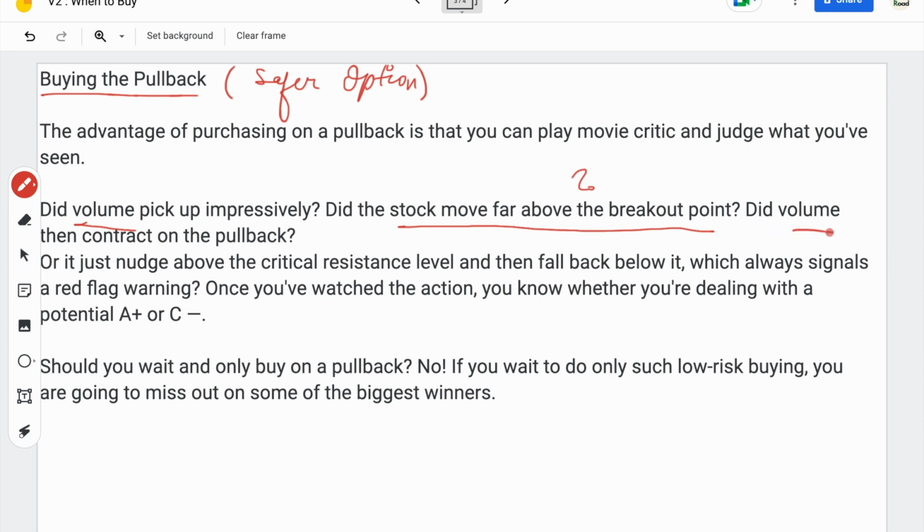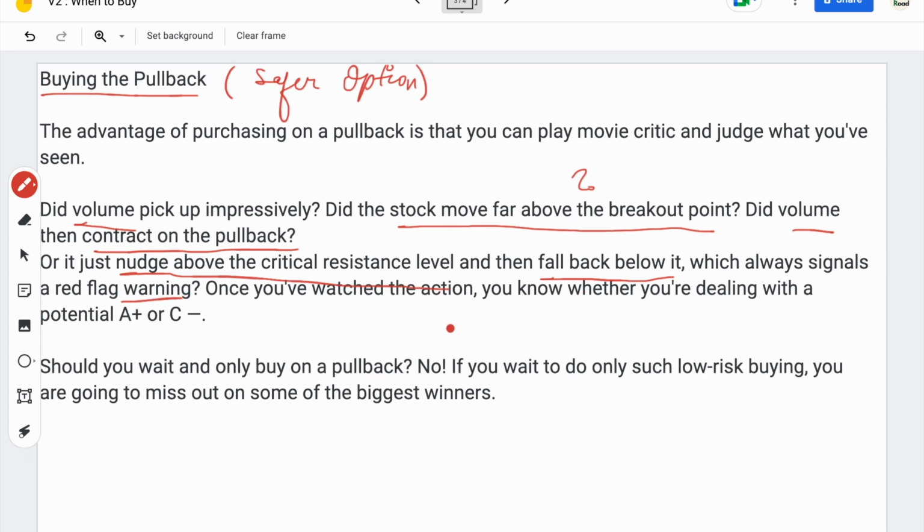Did volume then contract on the pullback? This is again something which he himself contradicts as he goes forward in the book, and I'll highlight that when we talk about the volume part. So again, this is a point which you can ignore as of now. I'll go deep into that. So whatever doubts you have, just keep it in your mind. Or is it just a nudge above the critical resistance level and then fall back below it? We talked exactly about it, which always signals a red flag warning.